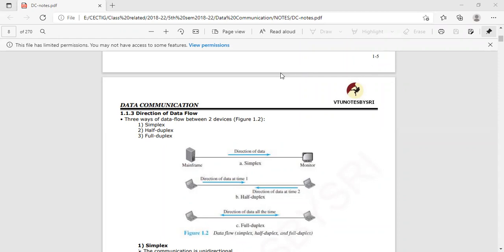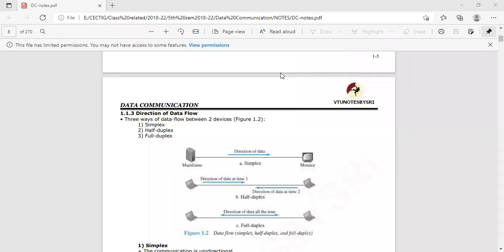So there is a constraint in half duplex. Both parties can send the data, transmit the data, exchange the data, but not at the same time. But in full duplex mode, the constraint is released. In full duplex mode, we can say that both devices, device 1 and device 2, are connected with each other, and they can transmit or share the data at the same time.